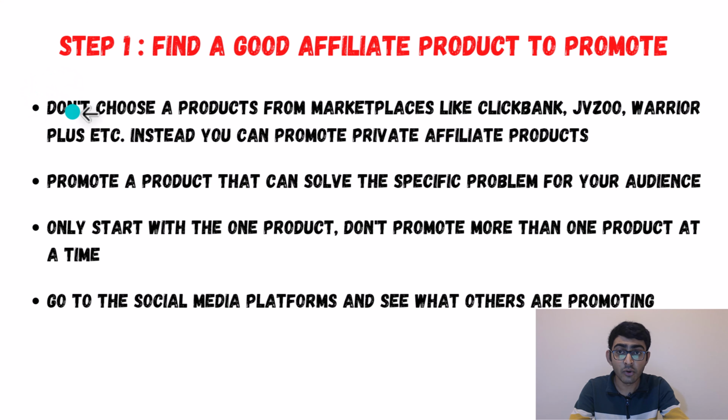When you are going to find a product to promote, pick a product inside the sub niche, not in the main niche. And when you pick a product, don't choose a product from marketplaces like ClickBank, JVZoo, Warrior Plus, because inside these marketplaces there are lots of crappy products. So instead you can promote private affiliate products. If you want to promote any funnel builder, then you can promote ClickFunnels, Systeme.io, and if you want to promote any autoresponder, then you can promote GetResponse. And you can also promote lots of high ticket courses inside any niche.